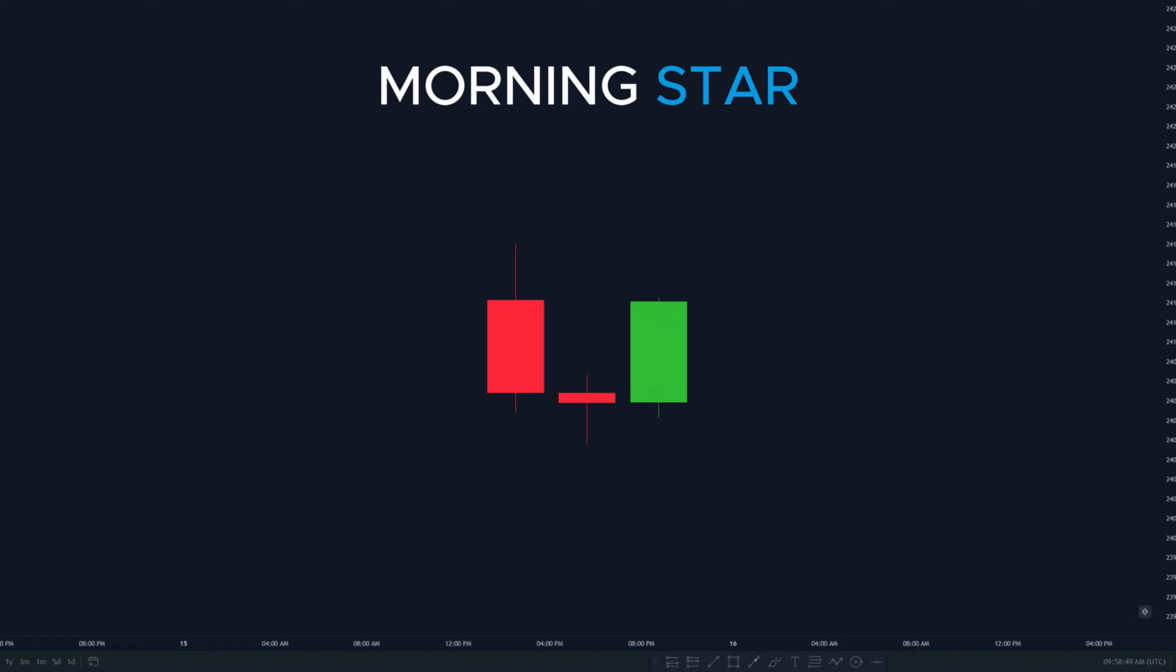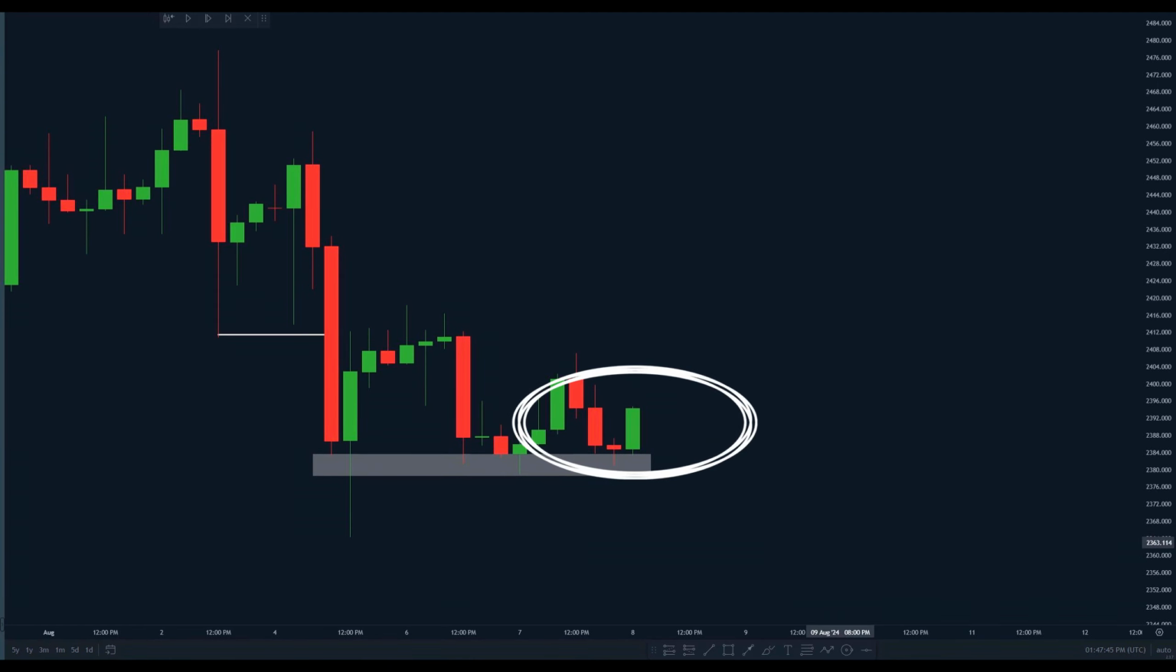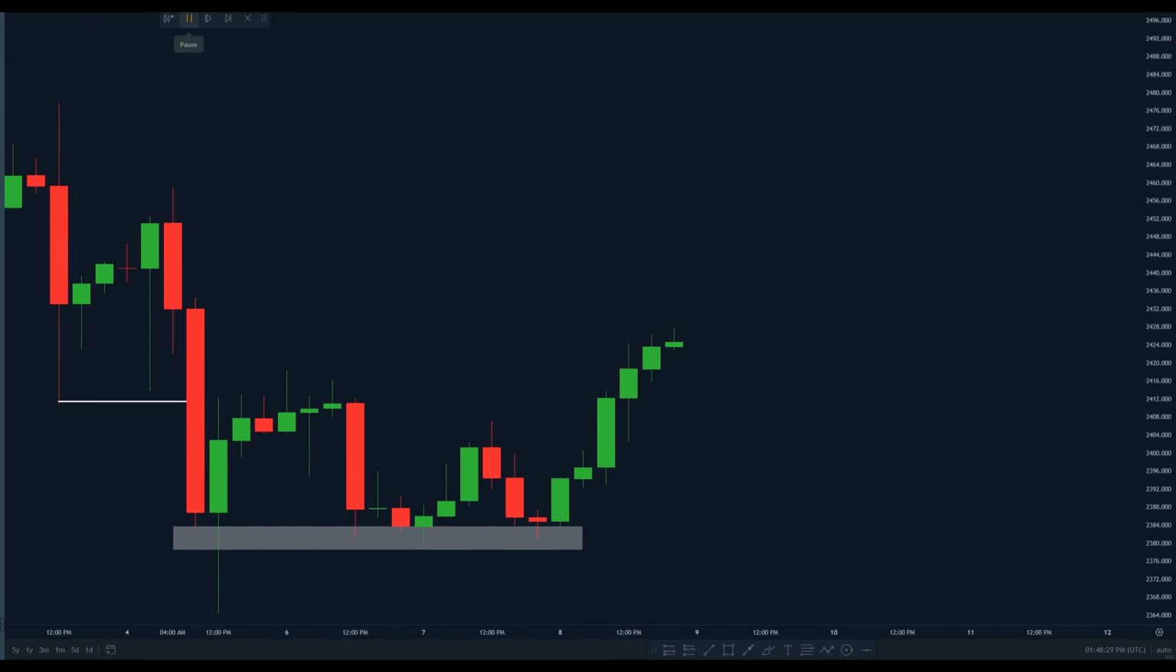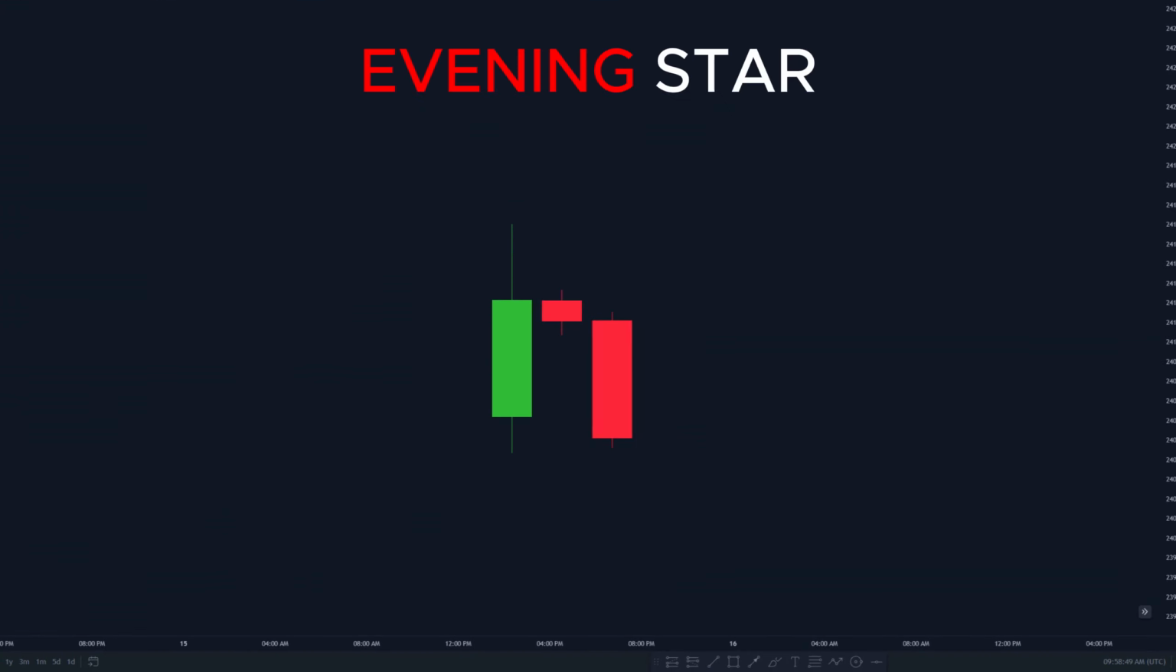Let's find this pattern on real charts. Here we have a downtrend, and we have a support level where price taps multiple times, and we also have a morning star pattern here that indicates a shift in the market. So we can open a long trade here. And look what happened.